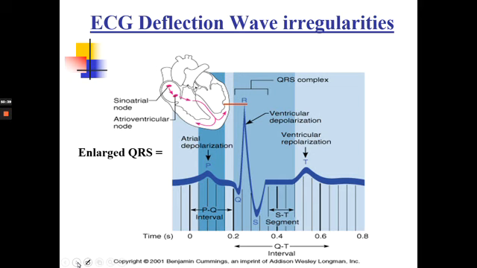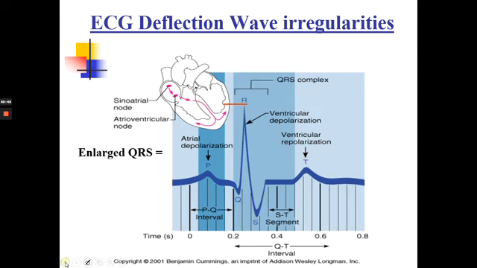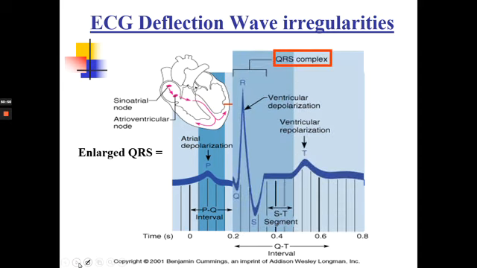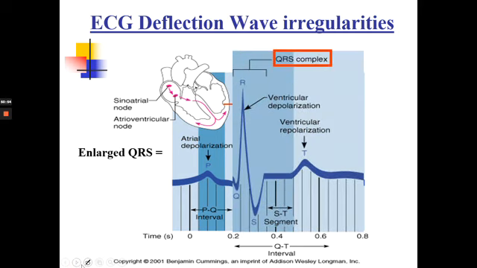Enlarged or prolonged QRS here, as you see. This is high voltage of QRS. High voltage QRS could be hypertension, hypertrophy of the left ventricle.